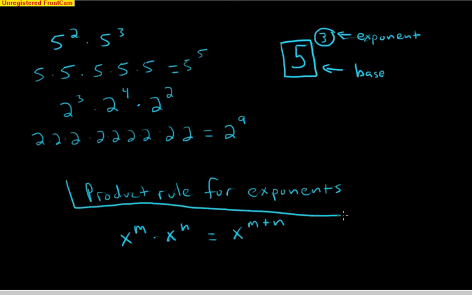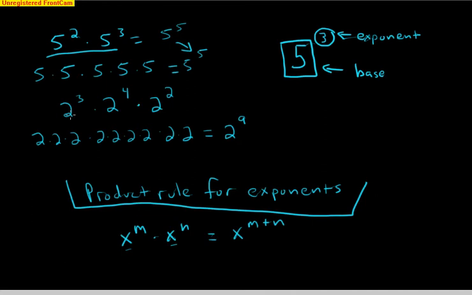That brings us to the product rule for exponents. The product rule for exponents states that if your bases are the same, you can add the exponents. So x to the m times x to the n, we have a base of x and a base of x. Bases are the same, so we can simply add the exponents. If we went back to our original problems, all we needed to say is, well, the bases are the same. We have 5 and 5, so we add the exponents 2 and 3. This is 5 to the fifth power, and that's what we came up with.